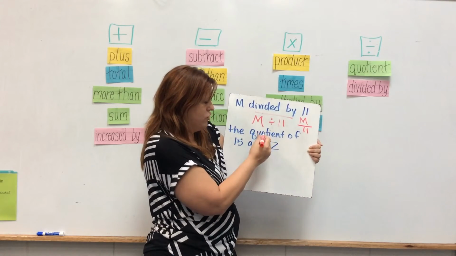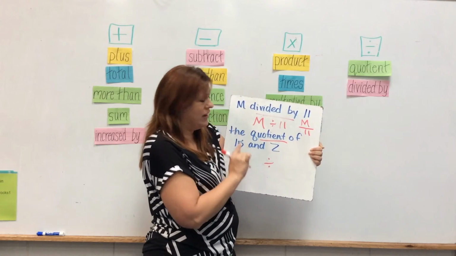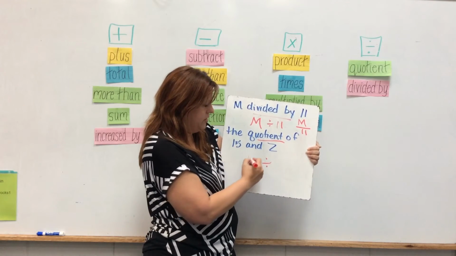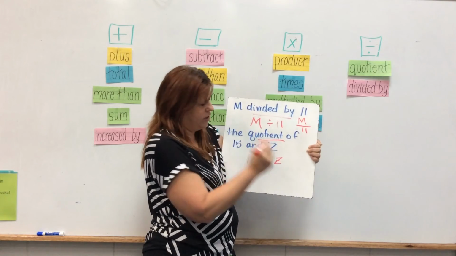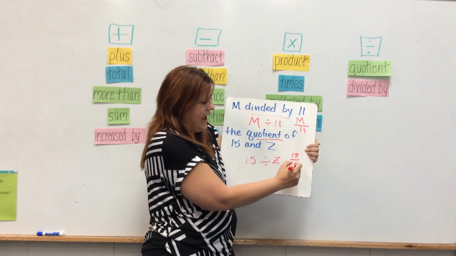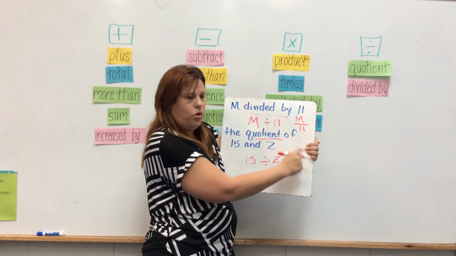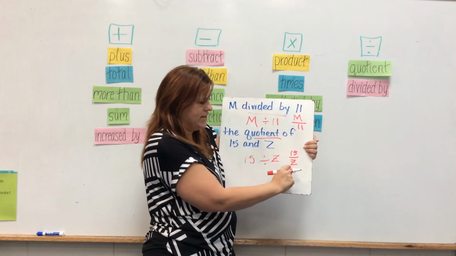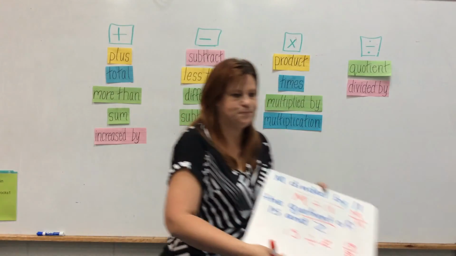All right, the quotient, there's my division, okay? And I'm going to do it like I'm reading. 15 goes first and Z goes second. But because I'm an algebra student, I want to write 15 as my numerator and Z as my denominator. So this makes me look so smart right here to write it just like this. So 15 divided by Z. Okay?